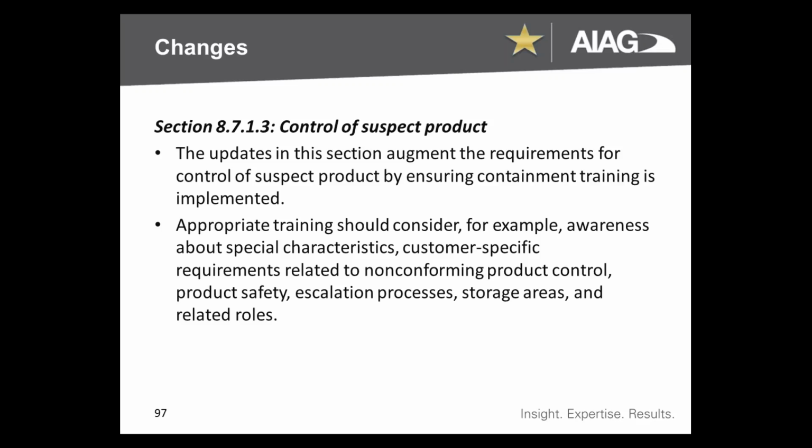Suspect product. The updates in this section augment the requirements for control of suspect product by ensuring containment training is implemented. The organization shall ensure that all appropriate manufacturing personnel receive training for containment of suspect and non-conforming product. This training should consider awareness of special characteristics, customer-specified requirements related to non-conforming product control, product safety, the escalation process, appropriate storage areas, and related roles.